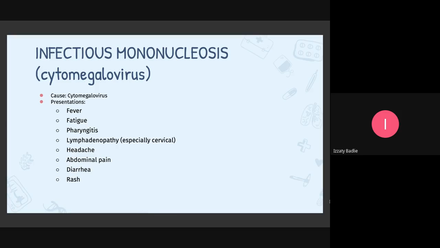In cytomegalovirus infectious mononucleosis, it will also have fever, pharyngitis, and lymphadenopathy, but usually it will also come with headache and abdominal pain.